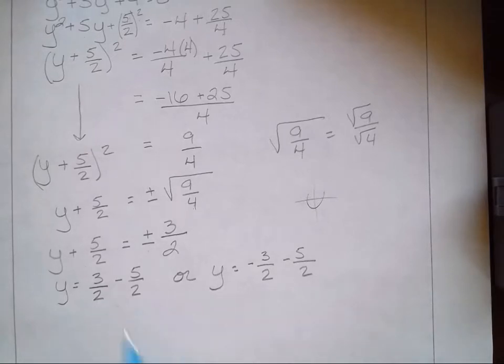Now all I've left to do is simplify. So 3 minus 5, negative 2 over 2. y is equal to negative 1. Or on this side, negative 3 minus 5 is equal to negative 8 divided by 2, or y is equal to negative 4.